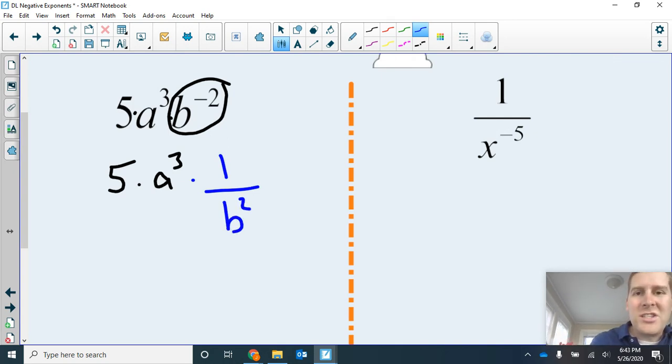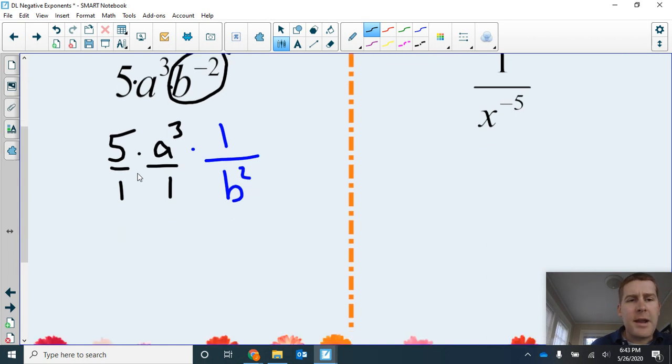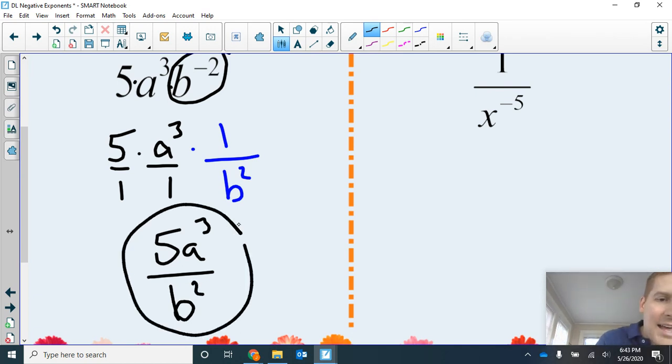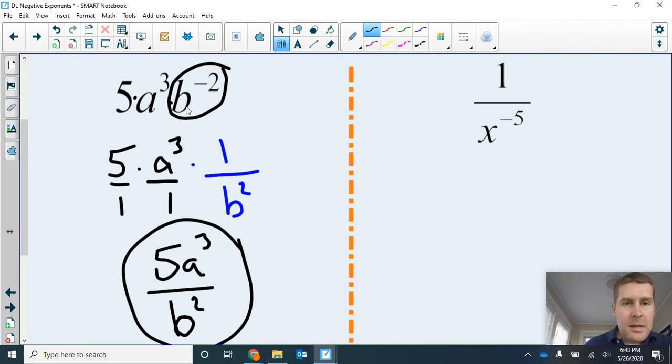But I don't want to just leave it like that because all these other things are all over 1. So let's multiply them all together. What do we have in our numerators right now? We have 5 times a to the third times 1. So that's just going to be 5 a to the third. What do we have in our denominators? Well, we have 1 times b squared. So I'm just left with b squared. And that's how that would simplify. You notice I just took this term here and brought it into the denominator.